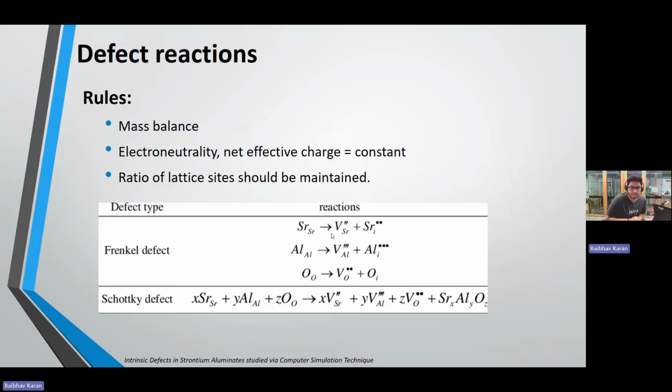So this is aluminium. You can see what is happening in aluminium? Oxygen. Then Schottky defect. In Schottky defect, what happens? A positive as well as a negative element is absent. So what is happening in a Schottky defect? You can see a strontium vacancy is created and the alloy is formed.